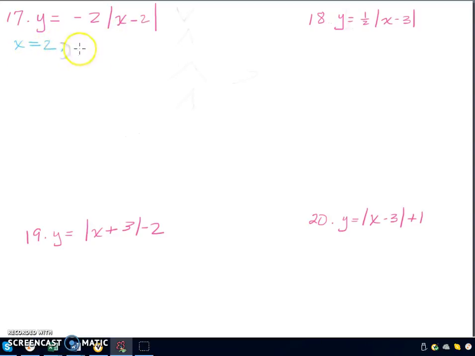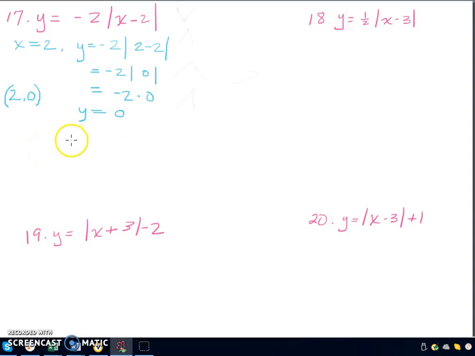So if we were to substitute this into the equation, we would have y is equal to negative 2, absolute value of 2 take away 2, close the absolute value. Negative 2, absolute value of 0. Remember, this means multiply. This is being multiplied, not added. If it was added or subtracted, it would have an addition or subtraction sign there. Negative 2 times the absolute value of 0 is 0. So y is equal to 0. My coordinate for my vertex is going to be x is equal to 2, y is equal to 0.